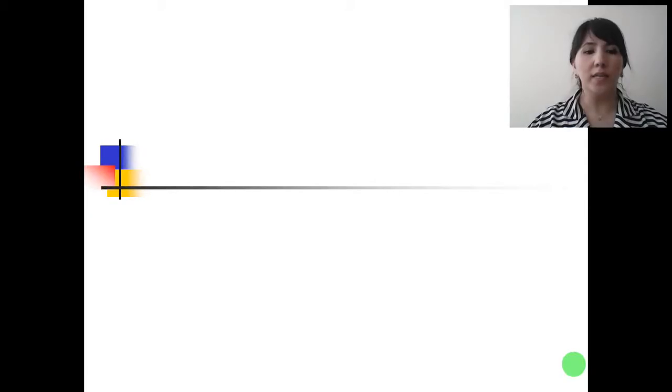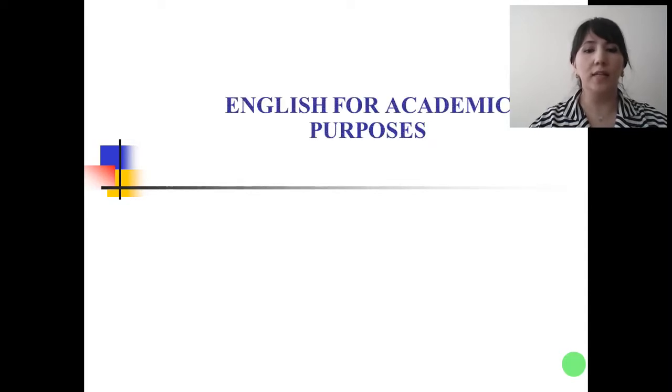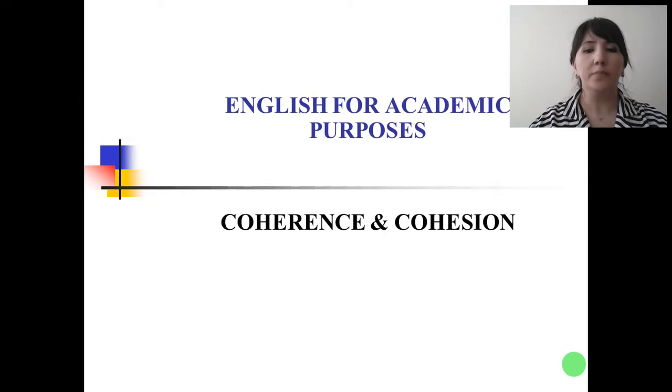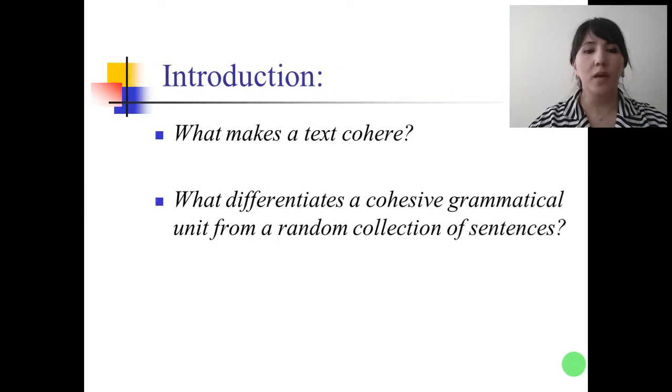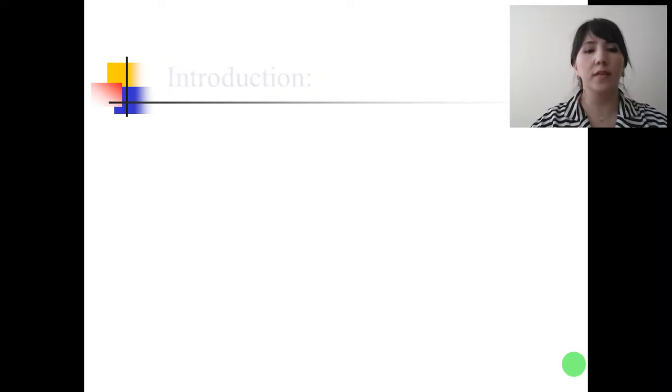Hello everyone! Now we are going to learn about coherence and cohesion. Let's get started. What makes a text cohere? What differentiates a cohesive grammatical unit from a random collection of sentences?